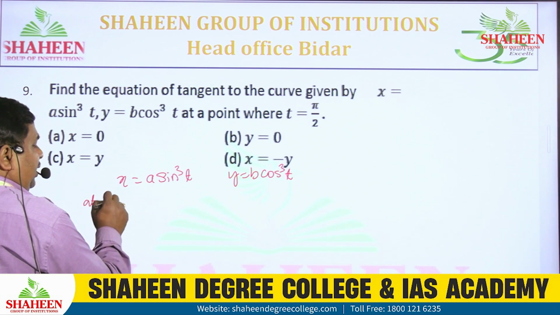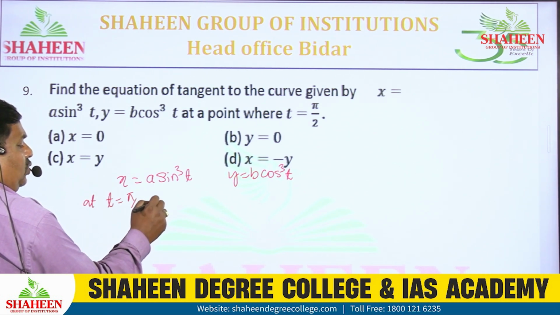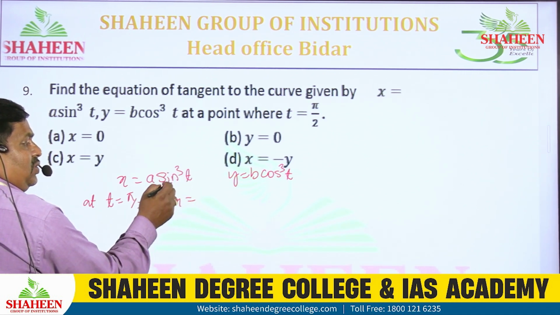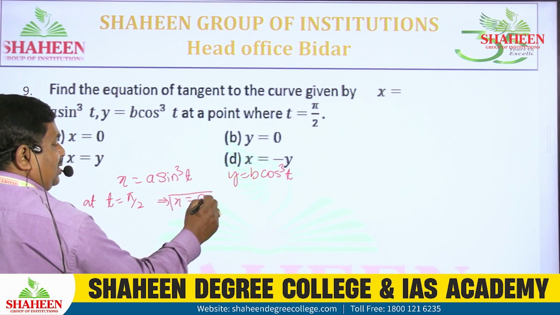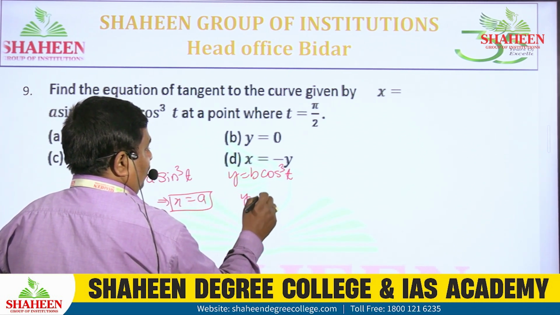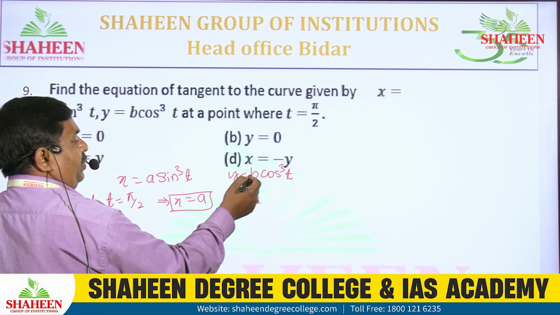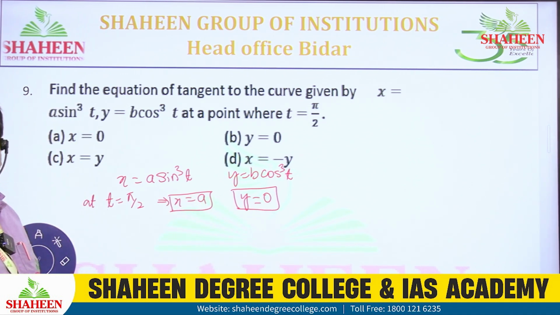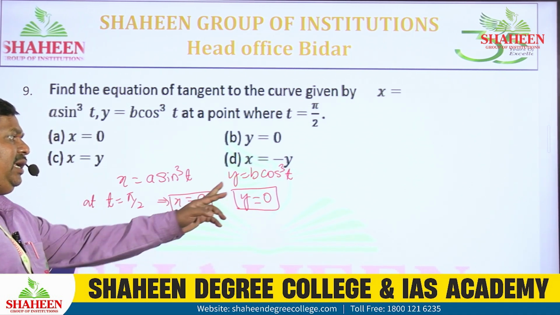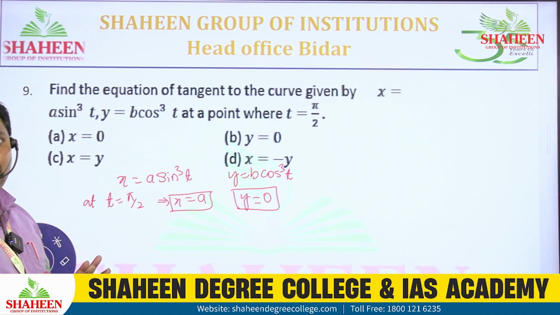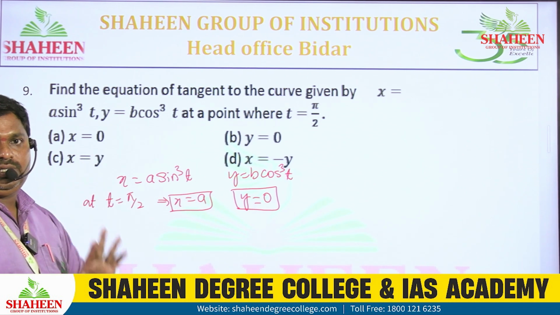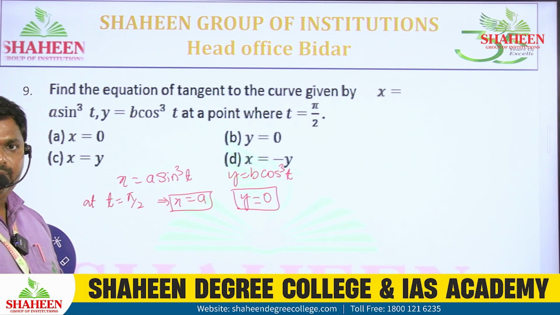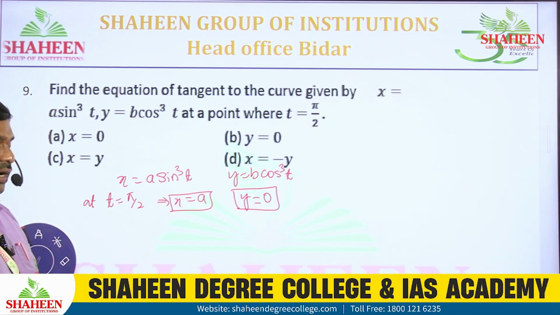At t equal to pi by 2, the x value becomes sin pi by 2, which is 1. 1 cube is 1, and 1 into a gives x equal to a. Here the y value, cos 90, is 0, and 0 into b is 0, so y is equal to 0. The tangent is drawn at the point a comma 0. Now let us find the slope of the tangent. If we know the point and the slope of the tangent, then we can find the equation of the tangent.